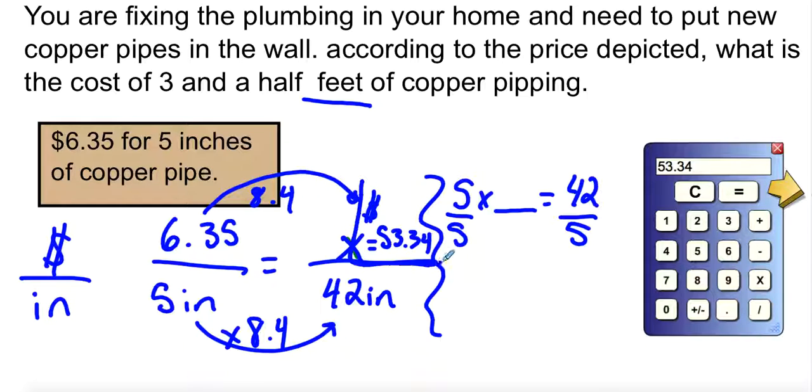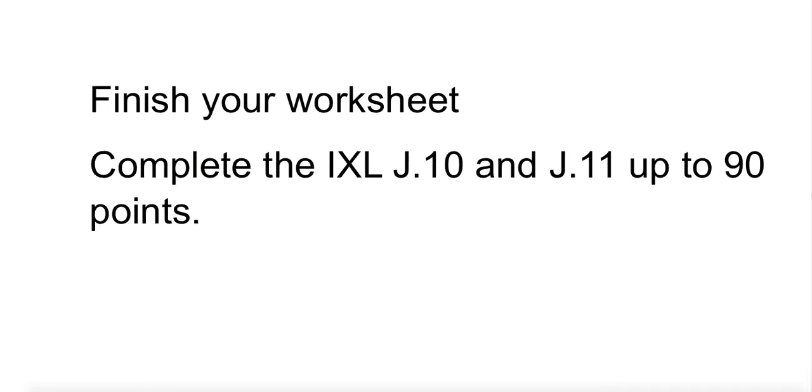So please make sure that you took diligent notes and that you copied any of the work that I did, especially anything written in blue. And what you're going to do now in class is finish the worksheet that the sub gave you, and if you do finish early, you need to complete IXL J10, which is just simple proportion problems, and J11, which are proportion word problems up to 90 points.